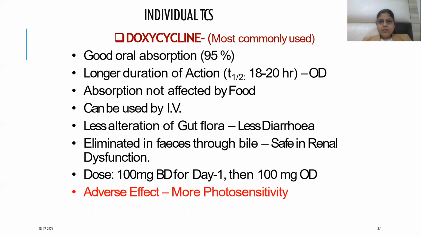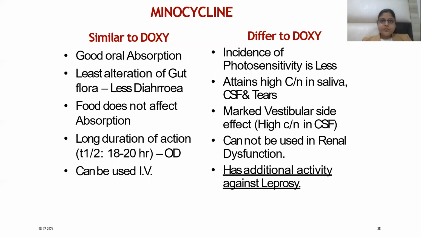Now, individual tetracyclines. Doxycycline has good oral absorption and longer duration of action, so an OD dose can be given. These are not affected by food. These can be given IV, with less alteration of gut flora, so less diarrhea. It can be used even in renal failure because it is eliminated in feces through bile. Dose is 100 milligram BD for day 1 and then 100 milligram OD. Adverse effect is more photosensitivity.